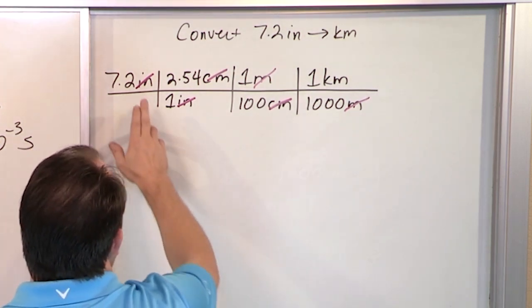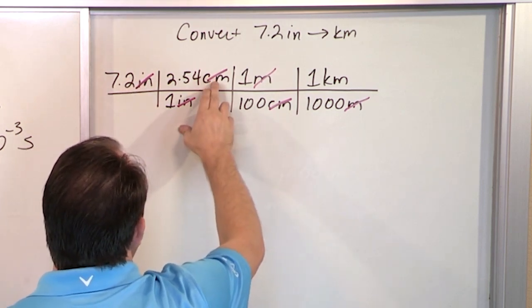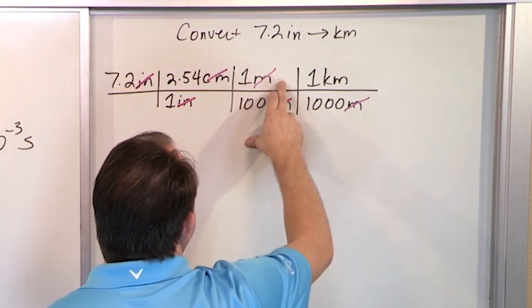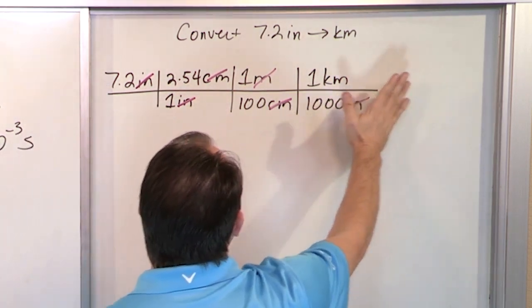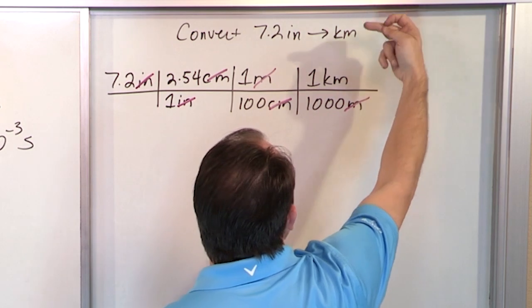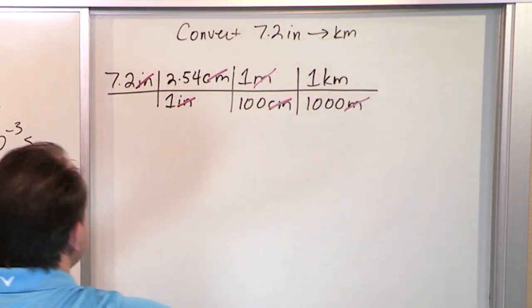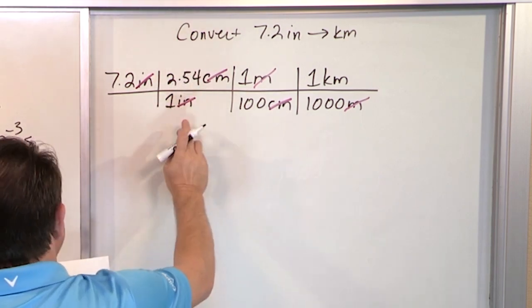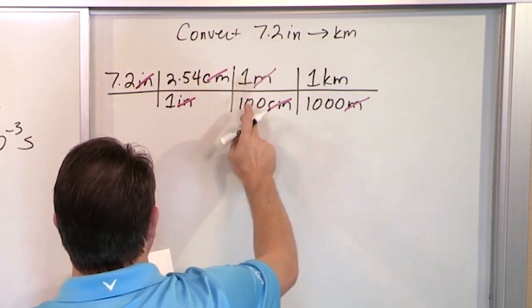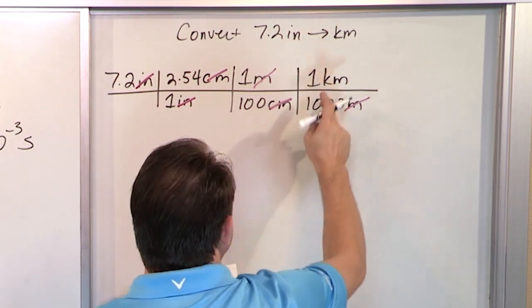So now I had inches, but I eliminated those getting to centimeters. Then I eliminated those getting to meters. Then I eliminated the meters and I ended up in kilometers. So I started with inches and the only unit left here should be the one you want, which is what I have. So you take 7.2 times 2.54 divided by 1 times 1 divided by 100 times 1 divided by 1,000.